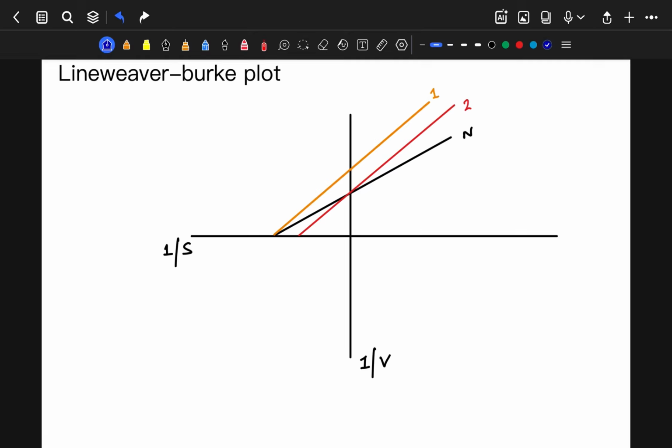Hello everyone. Today I am going to explain how to read a Lineweaver-Burk plot. You can see this graph in which the n line represents the normal graph. First and second lines we have to identify.